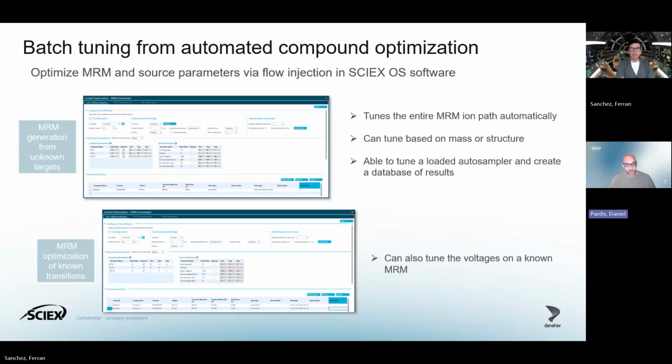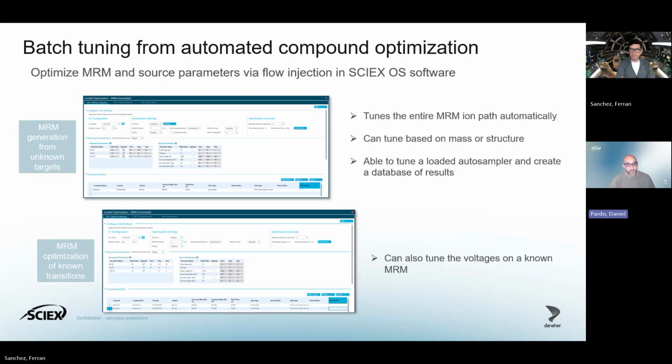Here, this represents a core functionality that has continued to evolve and just improve over time. This is optimizing compounds for multiple compounds, but going beyond just your traditional MRM parameters to include source parameters with flow injection. This allows you to tune the ion path, to be able to tune based on either the mass or the structure, and then to use a loaded autosampler to create your database of results. What's really powerful about this is you're not stuck sitting, writing down, or screen capturing. This is all captured for you and automated to empower you to move very quickly.